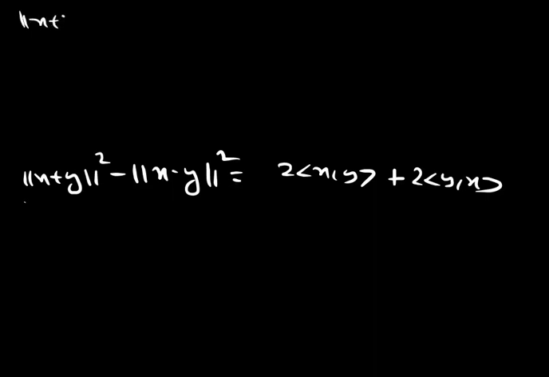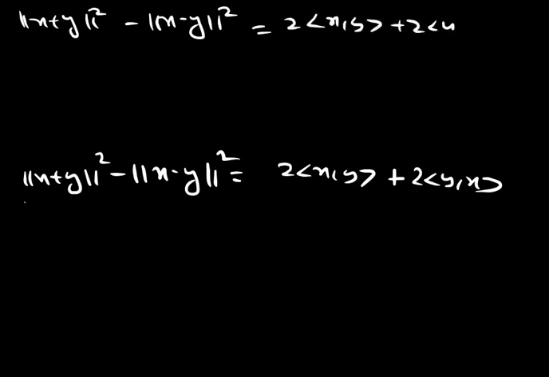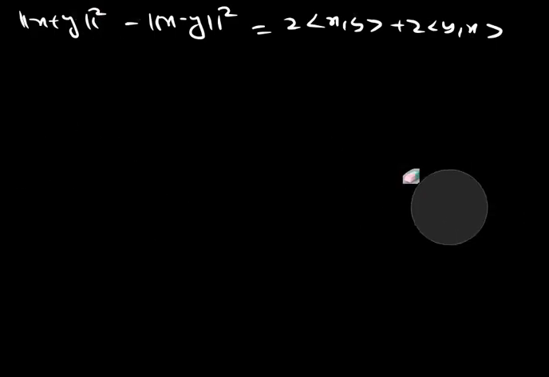Norm of x plus y whole square minus norm of x minus y whole square. This is 2 times inner product of x with y plus 2 times inner product of y with x. So let's compute the remaining part. So what do we get?